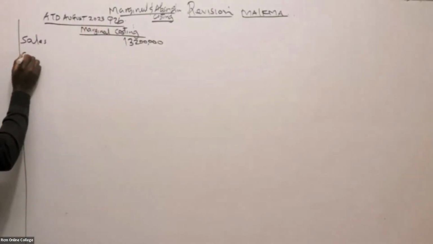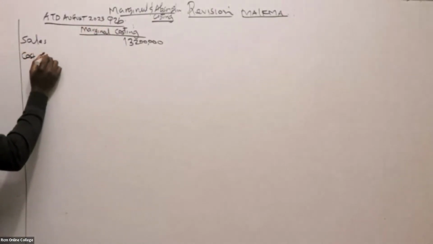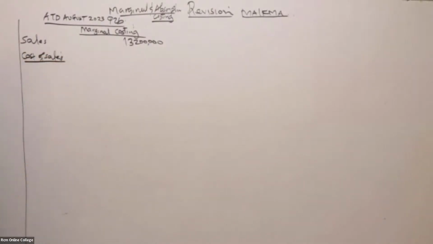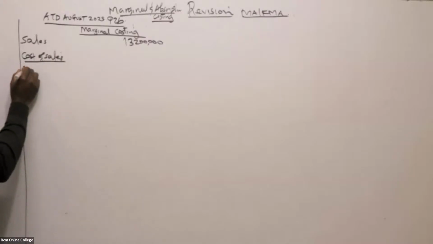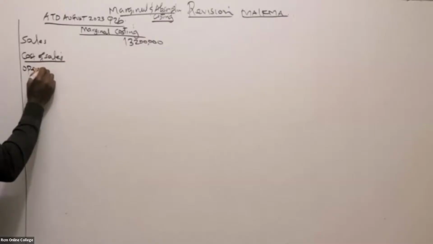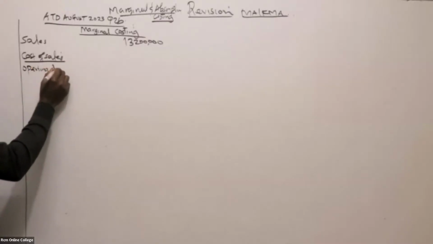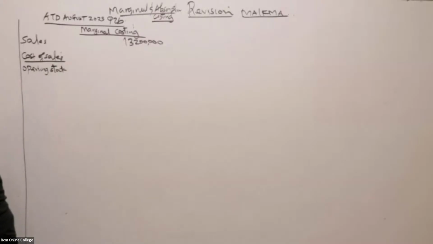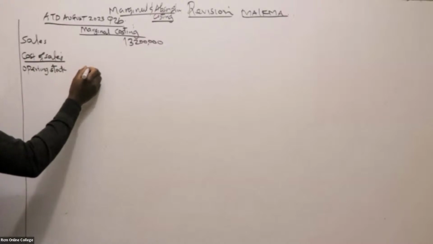Then from that, using marginal costing, we go to cost of sales. Our cost of sales under marginal costing will only contain what we call variable production cost. So let's get what we call opening stock. Do we have opening stock? If yes, we could have brought it in using that cost. So we don't have opening stock.